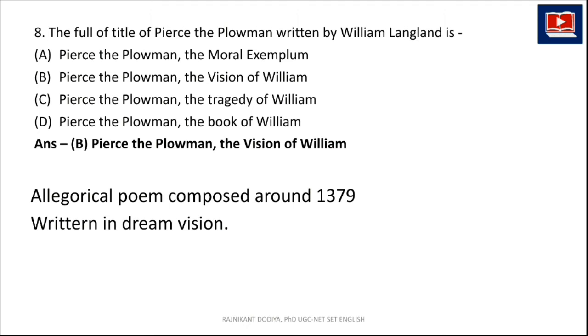Yes, its full title is The Vision of William. It was composed around 1379 by William Langland, and the leading character, the main character of this poem, was Piers. Yes, the word is mentioned in the title also. Piers was the main leading character of this work, who is a hardworking, sincere, and very honest plowman. His spiritual quest is described in this poem by Langland.